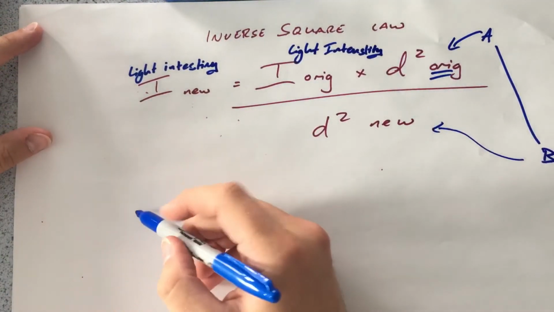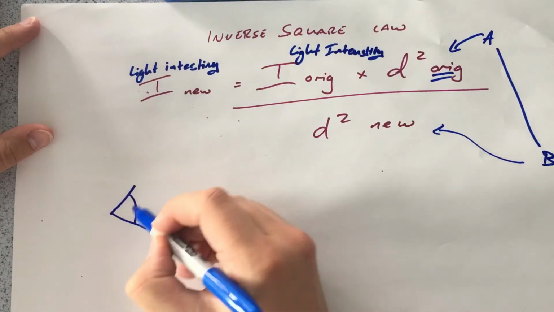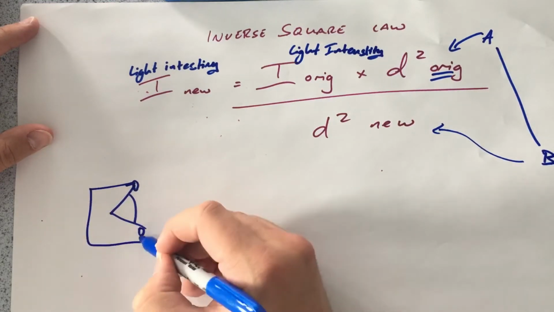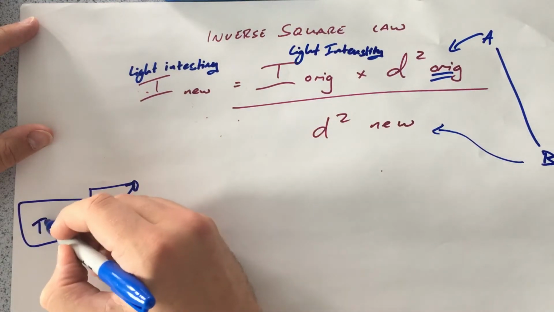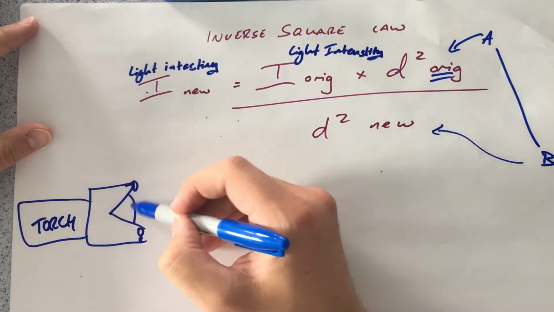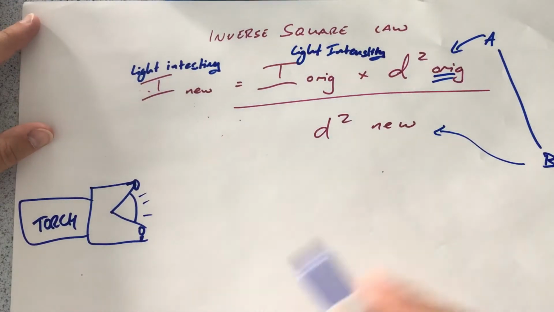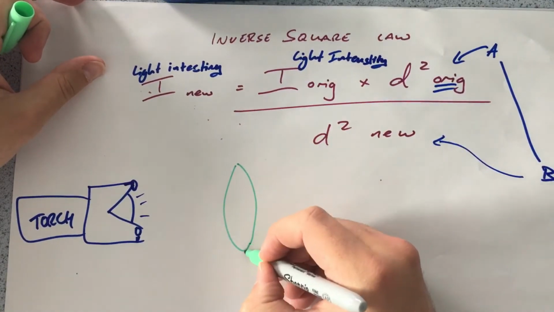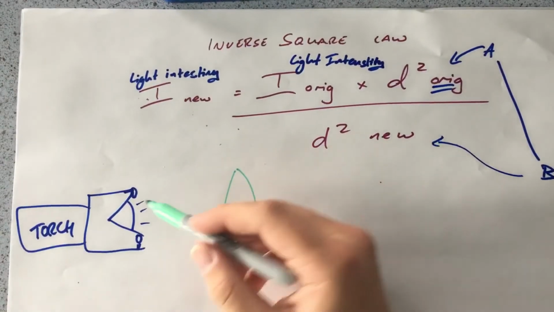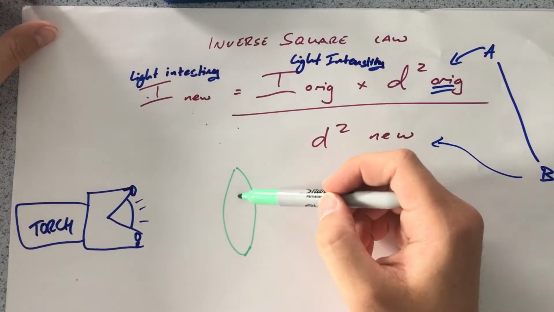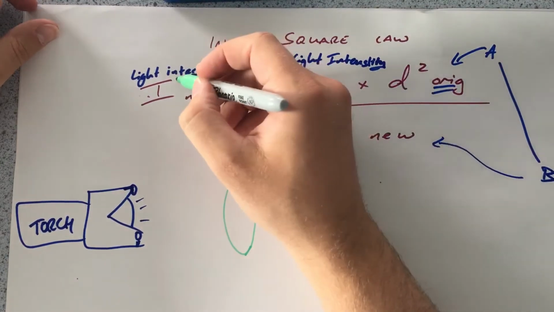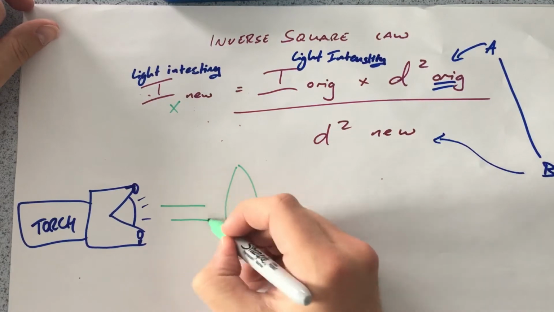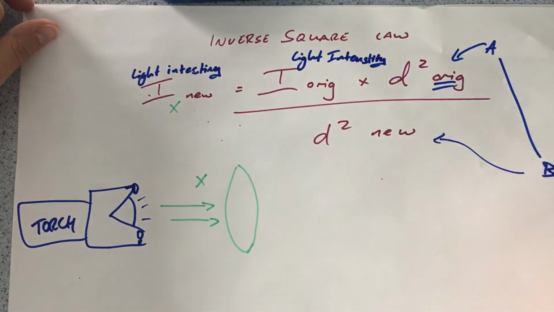Let's just say that I've got a light source here, and this light source is a torch or something. I'm not very good at drawing, so you're going to have to forgive me. I've got my torch and it's shining light at a plant. I'm going to draw this to be my plant. There's a certain amount of light intensity hitting this plant. We've used A and B, so we're going to call it X. So this amount of light hitting this plant is light intensity X.